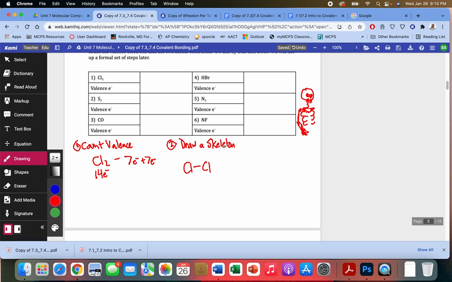Here's my skeleton. Anyway, first we draw a skeleton. We just use single bonds. Okay, so Cl bonded to Cl. However, we're going to then fill it out. Step 3 is fill in octets.